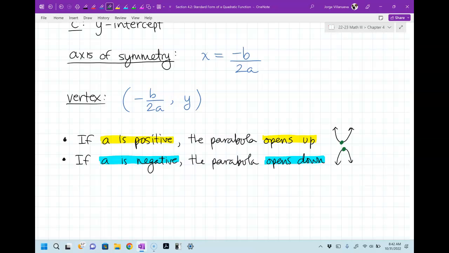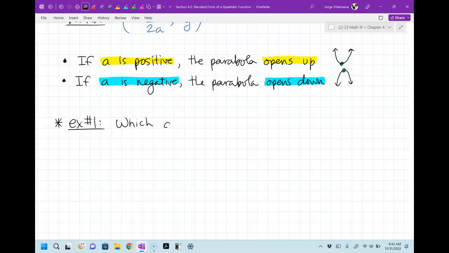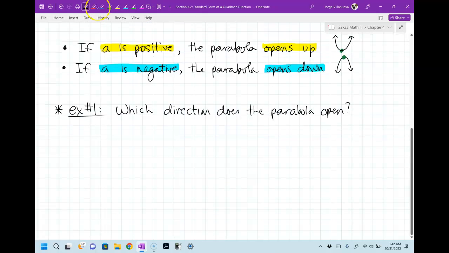So let me go over some of these types of questions they're going to make you do. Some of these are really fast, okay? And then some will take a little bit longer. So here's example number 1. Which direction does the parabola open? So which direction does the parabola open?